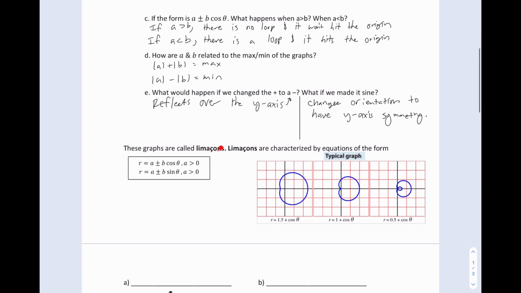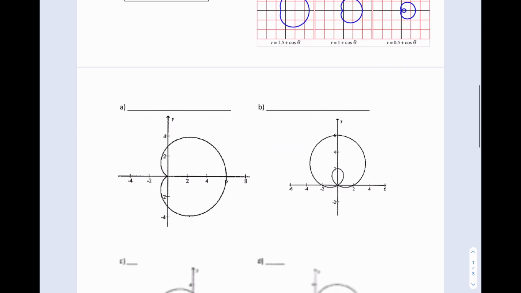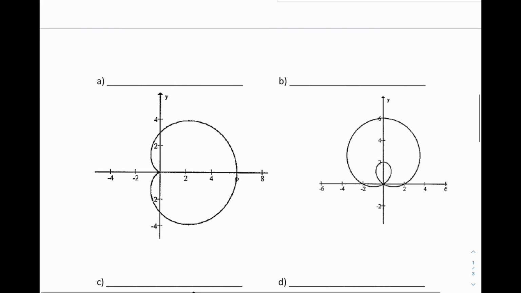So these graphs are called limaçons, and they're characterized right here. And we're going to try to do a couple together to make sure we got it down. So for this one, we'll make the equation r equals. The first thing you want to notice is, look at the way it's pointing. It's pointing in the x direction, or has x-axis symmetry. So at that point, we know it's going to be cosine theta. It's also on the positive end, so you're going to put plus.